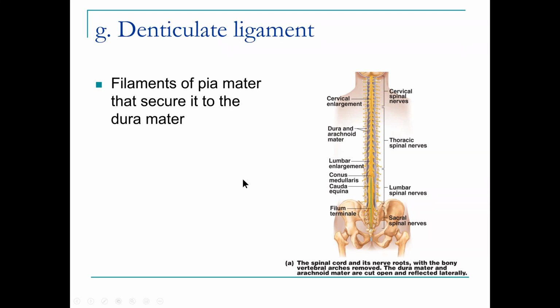And then we have dentate ligaments, which are filaments of pia mater that secure it to the dura mater. The pia mater extends down from the brain, because the spinal cord is essentially just an extension of the brain. So it has dura, it has pia, and it has arachnoid. And so we actually have ligaments that attach the spinal cord to the dura mater, okay? And these are called dentate ligaments.